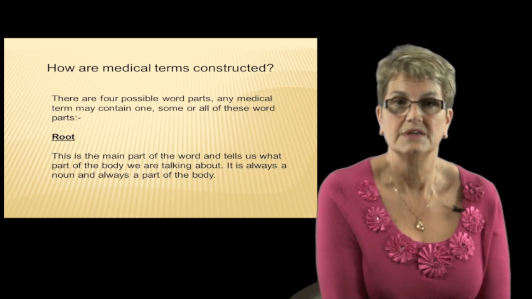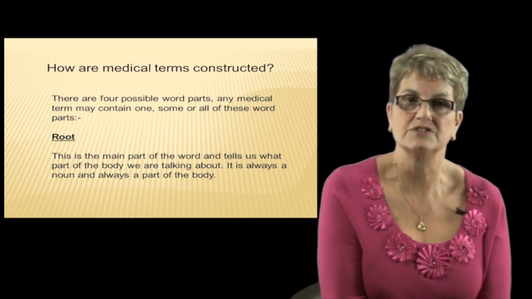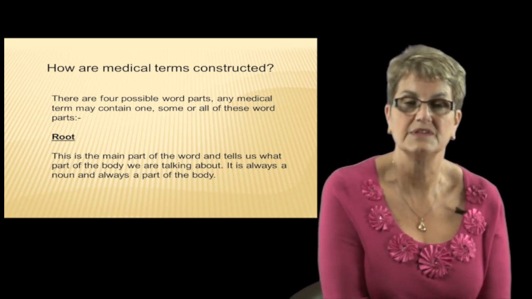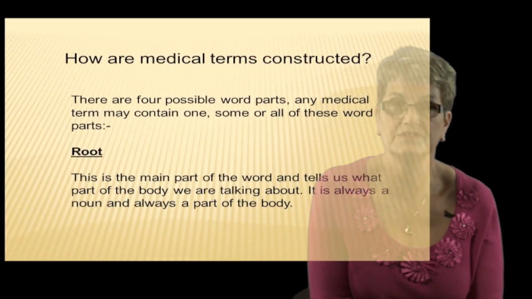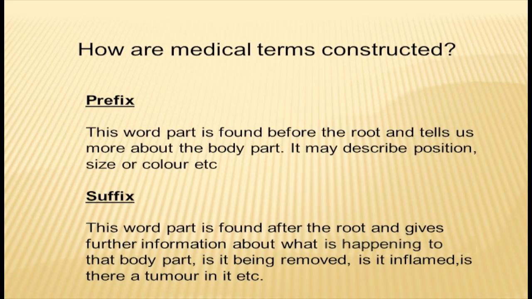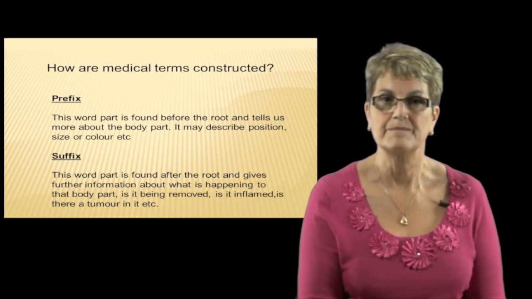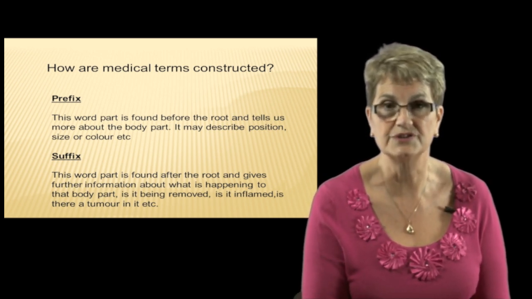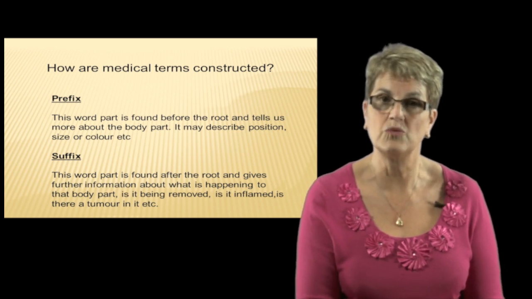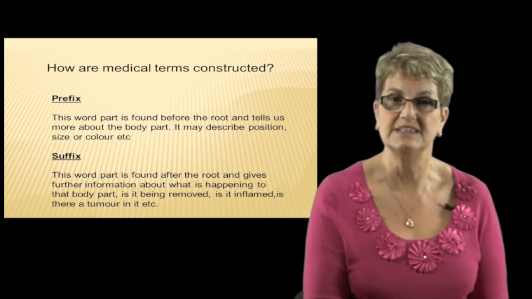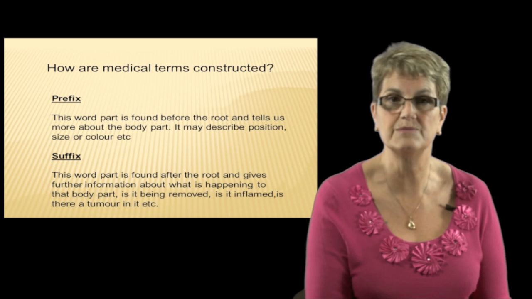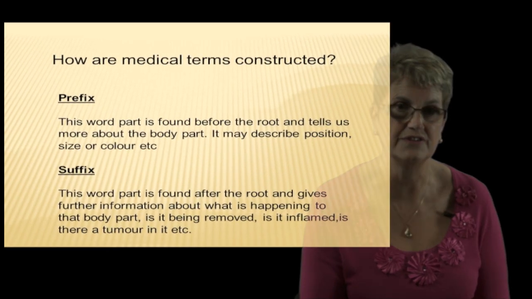The root. This is the main part of the word and tells us what part of the body we're talking about. It's always a noun and it's always a part of the body. The prefix. This word part is found before the root and tells us more about the body part. It may describe position, size or colour, etc. The suffix. This word part is found after the root and gives further information about what is happening to the body part. Is it being removed? Is it inflamed? Is there a tumour in it, etc.